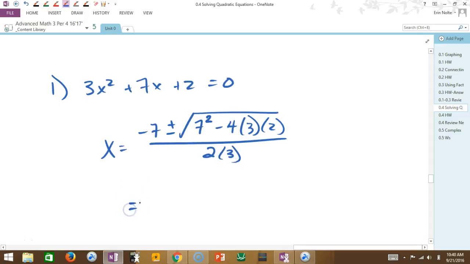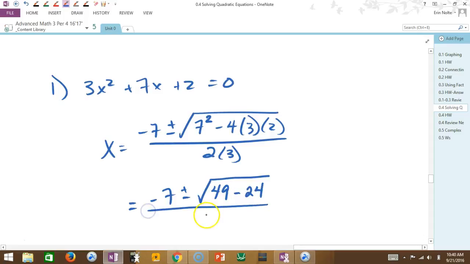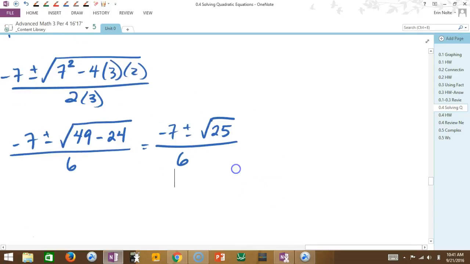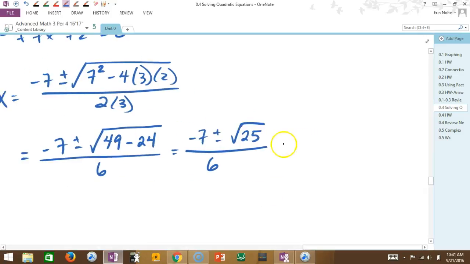So now, how do I simplify this? Where must I start? Inside that radical. As you said, 7 squared is 49, and then 4 times 3 is 12, 12 times 2 is 24. And what's 49 minus 24? Well, that's awfully nice. The square root of 25 is a beautiful 5. So we have negative 7 plus or minus 5.